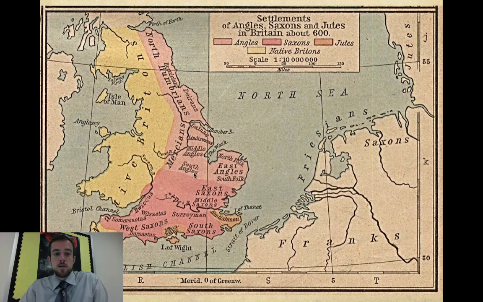Here's a map, and you can see here we have the north section. This is probably where the Angles would be, the south Angles, the middle Angles, the east Angles. At the bottom, this is where we have the Saxons. And then over on the left, this is where we have the native Britons. In America, we have Native Americans. The Native Britons would have belonged to the Druid tribe, and I'll talk about them a little bit going forward.